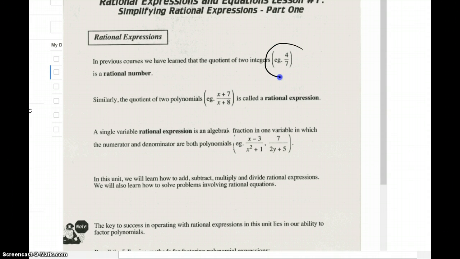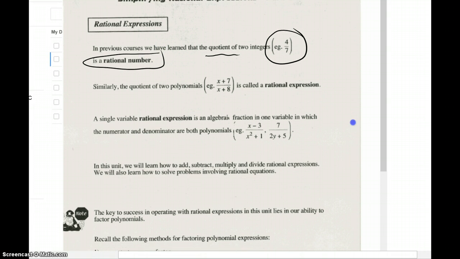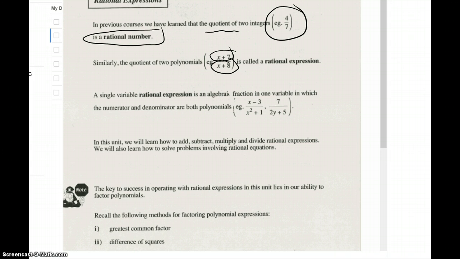So we know if we take 4 divided by 7, or 4/7, which is a fraction, and we know that the answer to a division question is a quotient, we end up with a rational number. So not a square root, but an actual rational number. We also know that the quotient of two polynomials is considered a rational expression. So a single variable rational expression is an algebraic fraction in one variable in which the numerator and the denominator are both polynomials.